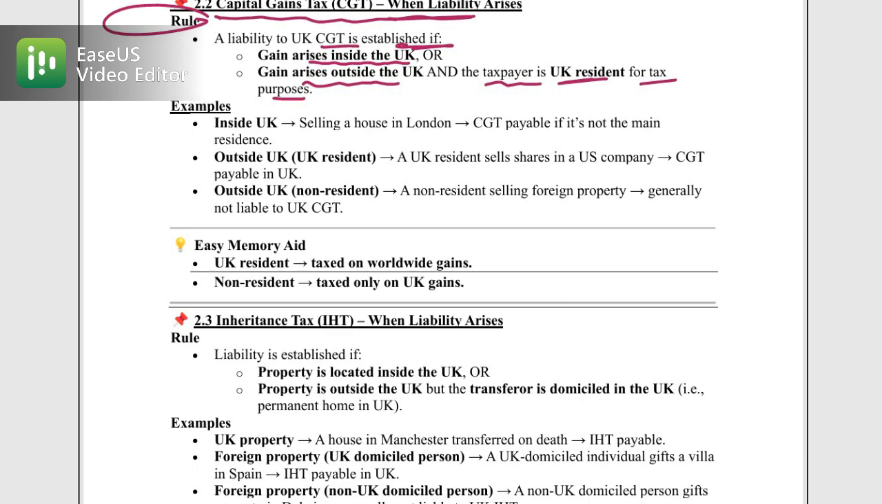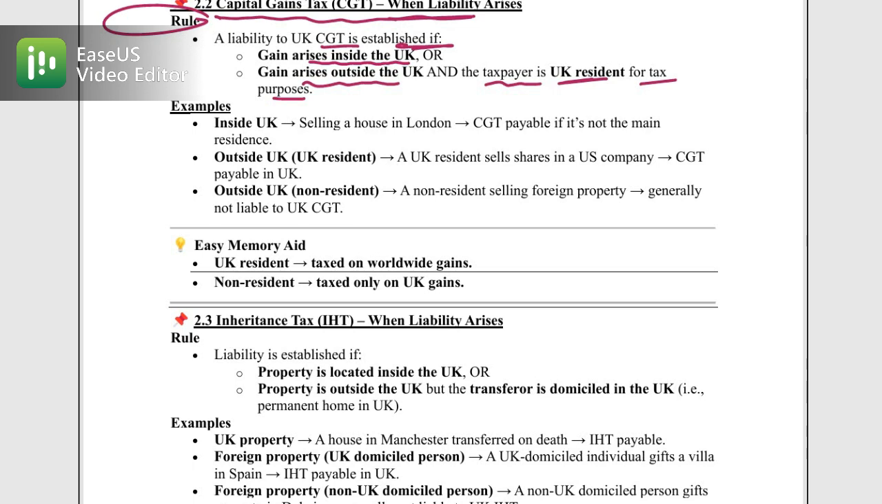we are understanding this concept that liability arises if the gain is inside the UK, or if the gain is outside the UK but the taxpayer is UK resident. So a liability to UK CGT is established when, first, a gain arises inside the UK, and second, if the gain is outside the UK but the taxpayer is UK resident, the same as income tax. So if your gain arises inside the UK, you will have to pay tax on that gain. If the gain arises outside the UK but the taxpayer is UK resident, meaning their residency is in the UK, then definitely they will also have to pay tax on that gain, right?